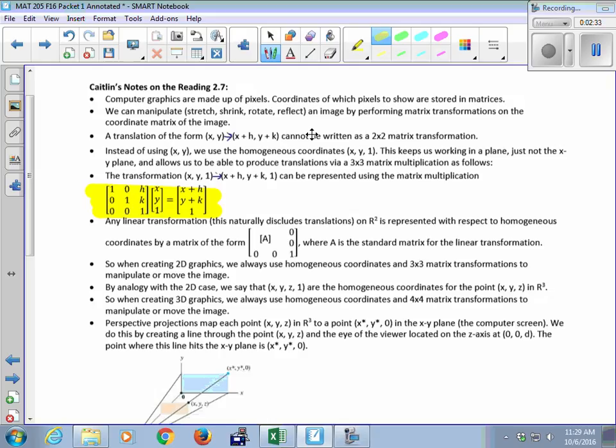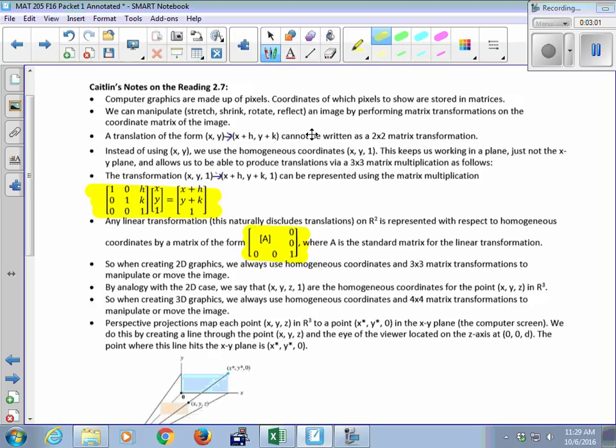Okay, and then if you want to do a linear transformation, so any other kind of transformation that's not shifting, like a stretch or a shrink or a rotate, we use this kind of matrix transformation. So you make this L where you put a 1 in the bottom right and then zeros up and over. And then A is the standard matrix for the linear transformation you're trying to create.